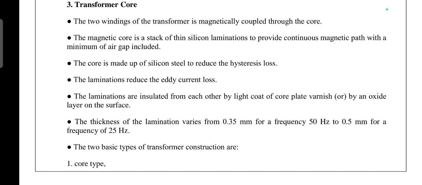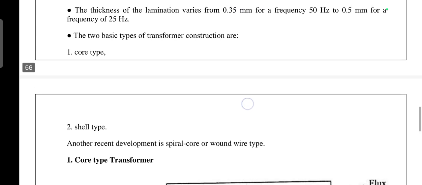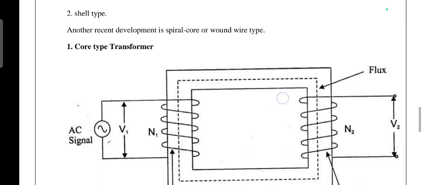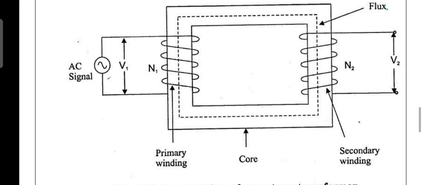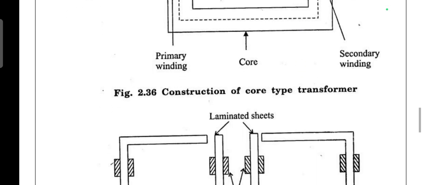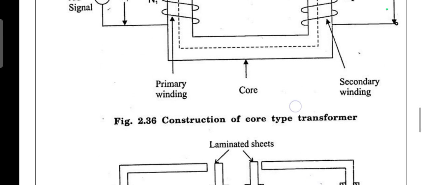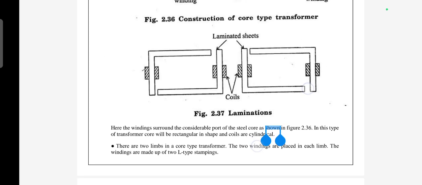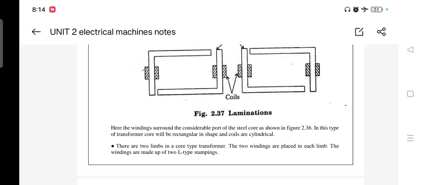Then, based on the type of transformer construction, there are two types: one is the core type, and the other is the shell type. In the core type transformer, the construction is the same as what we already saw, and this is the core type transformer. Here it looks like a laminated sheet. We can see it here.